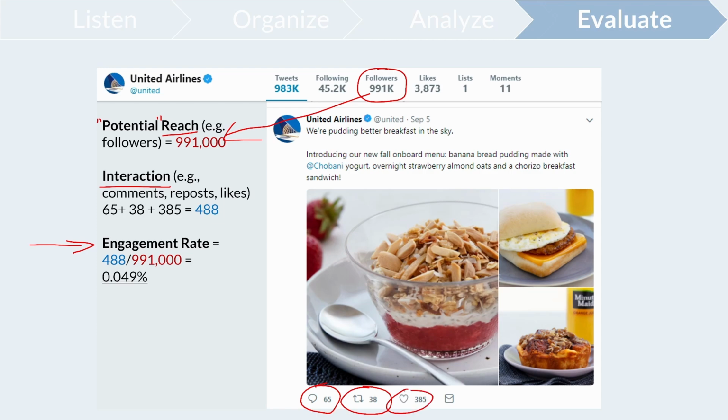We can add those up. Easy peasy. These are together 488. Engagement rate is just interactions, 488 divided by potential reach, meaning we have a total engagement rate for this post at least of 0.05% roughly. Is this terrible? Is this good? You tell me.